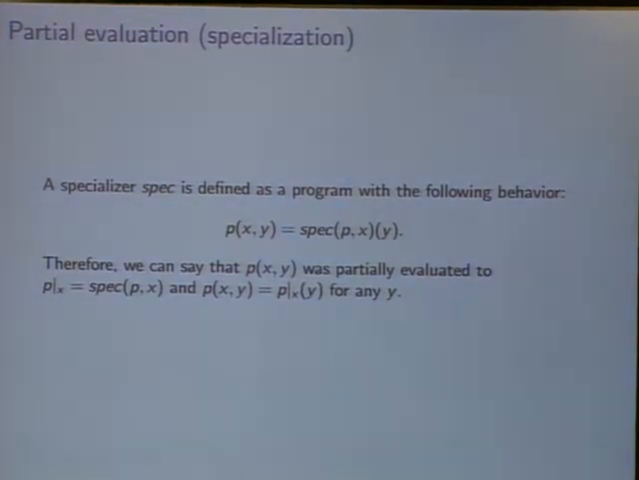Suppose we have a program P with two or more arguments, and the specializer is defined as follows. Everyone can think about this specializer as a program which gets a two-argument program and returns a one-argument program as a result. But the output program behaves for any particular y in the same way as the input program with fixed first argument x. Of course, partial evaluation can be done with respect to the second argument as well.